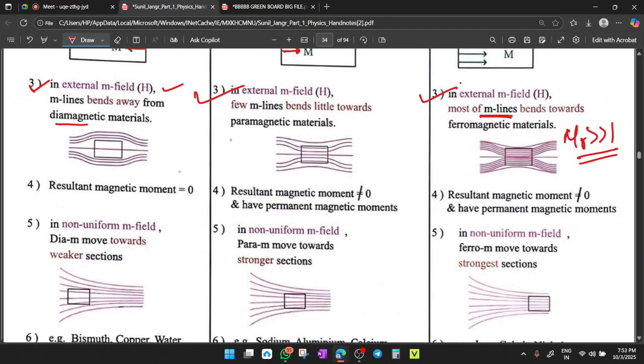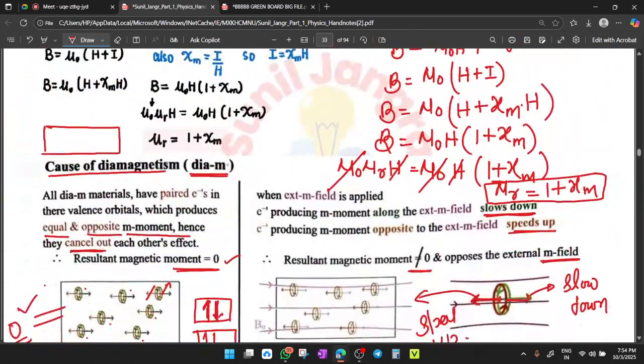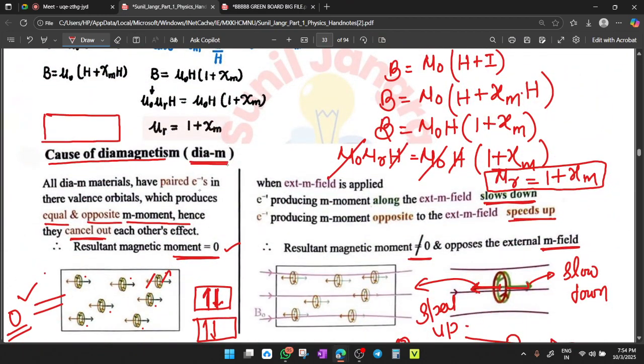The resultant magnetic moment in diamagnetic material is zero in the absence of a magnetic field. In paramagnetic material, the resultant magnetic moment is not zero but very small, with a permanent magnetic moment. In ferromagnetic material, the resultant magnetic moment is also not zero. In diamagnetic material, we have learned that there are paired electrons in the valence orbitals, which produce equal and opposite magnetic moments, so the resultant magnetic moment is always zero. Clear?